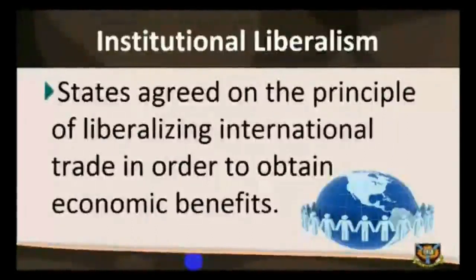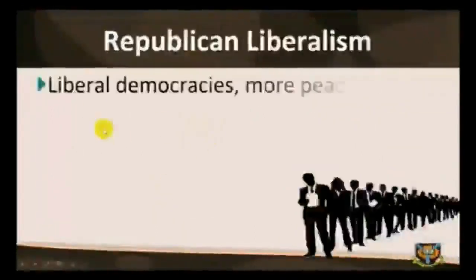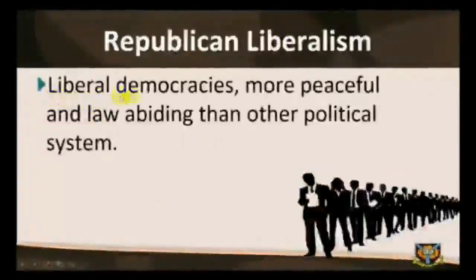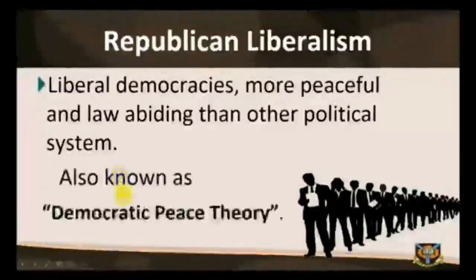Republican liberalism. This strand of liberalism is based on the claim that liberal democracies are more peaceful and law-abiding than other types of political systems. The Republican liberals argue that democracies do not frequently resort to war with each other. According to them, democracies encourage peaceful international relations because democratic governments are controlled by their citizens, who will not advocate or support wars with other democracies. This theory is often referred to as democratic peace theory.